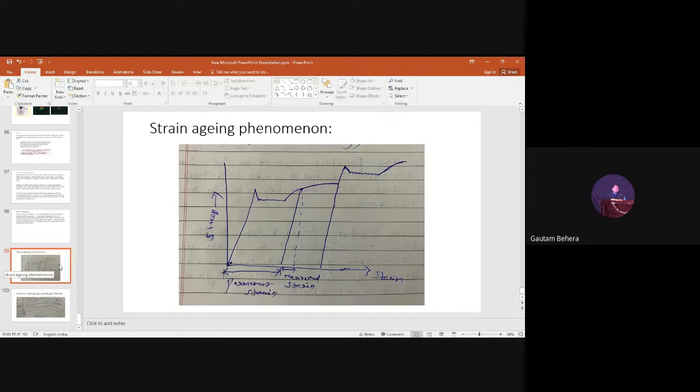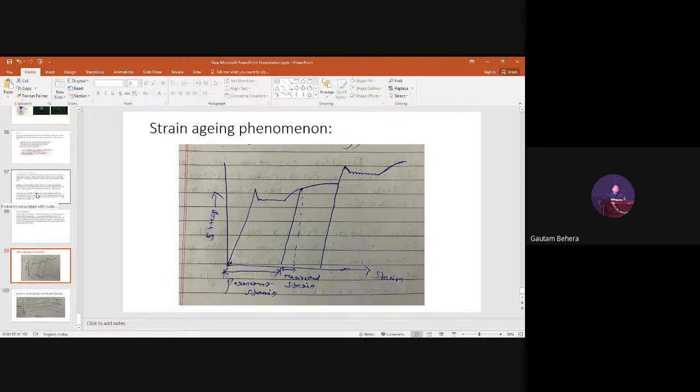This happens, you understand, again due to the solute atoms, carbon atoms and nitrogen atoms, diffusing towards the dislocation cores and pinning the dislocation over there. So heating the material to a relatively low temperature helps in the diffusion of carbon and nitrogen atoms into the dislocation core. Right? That's why this is called the aging phenomenon.